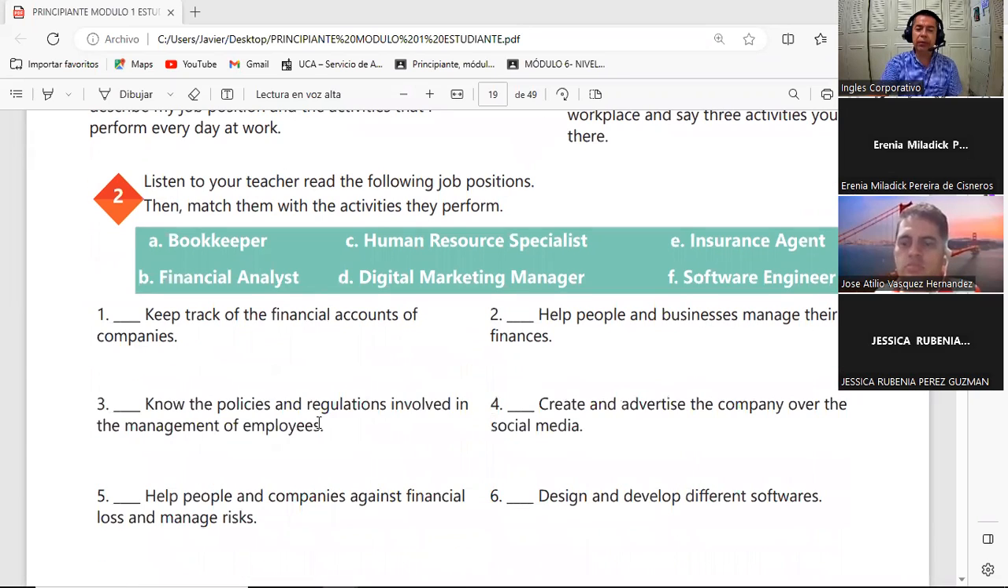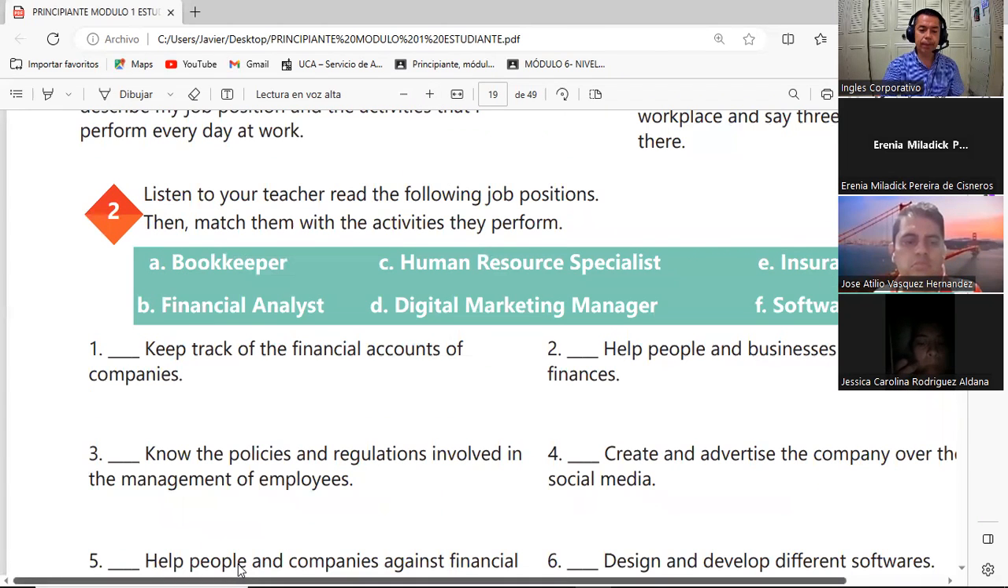Okay, yesterday we were learning about these occupations: bookkeeper, financial analyst, human resource specialist, digital marketing manager, insurance agent, and software engineer, right? So what we're going to do today is copy the letters with the definition, right? It says, listen to the teacher, that is me, and read the following job positions. Then put together the positions and the activities they do, with the letters and the numbers.